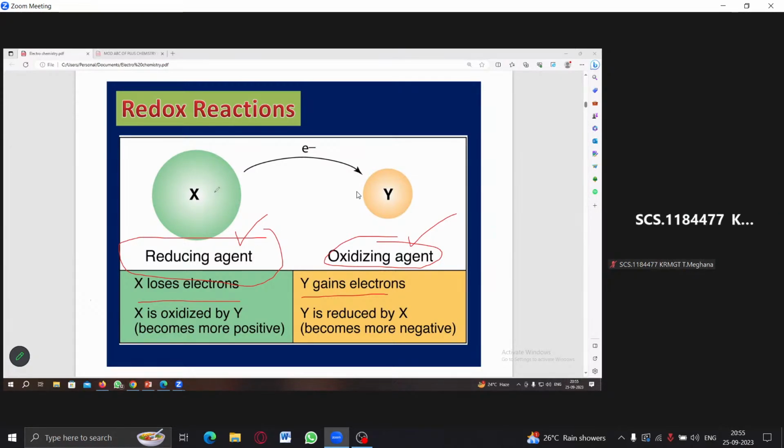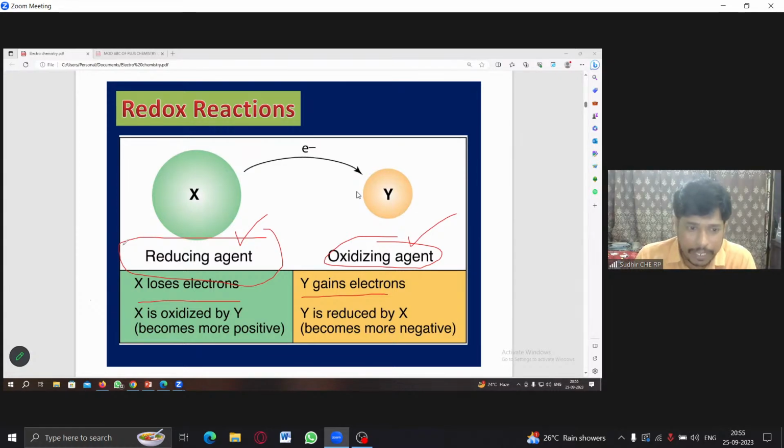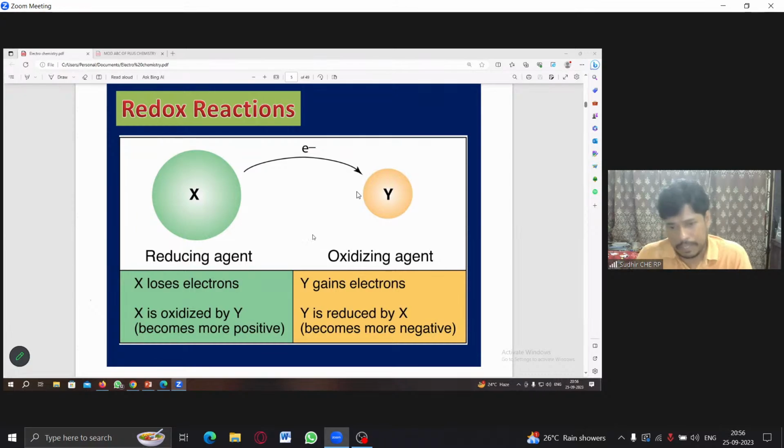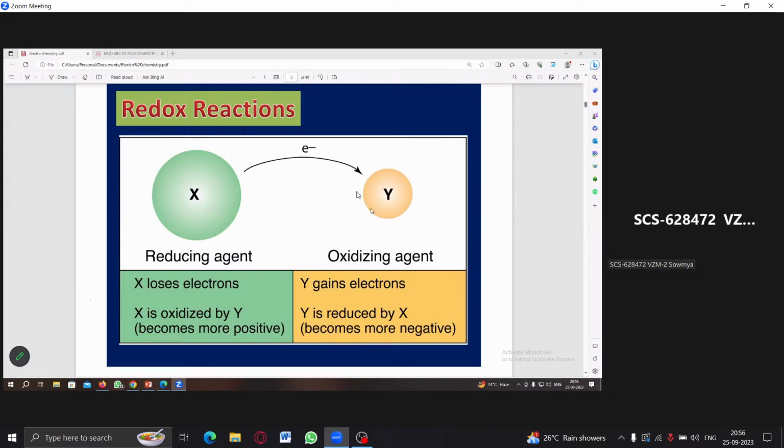Here X is involved in the oxidation by losing electrons. That's why it is considered a reducing agent. And Y is involved in the gain of electrons. It is undergoing reduction, so it is treated as an oxidizing agent. Like that, we have to consider opposite substances when it comes to the respective agents. Or simply, the electron losing species in the redox process is generally a reducing agent, and the electron gaining species is generally considered an oxidizing agent. Clear? Yes, ma'am.